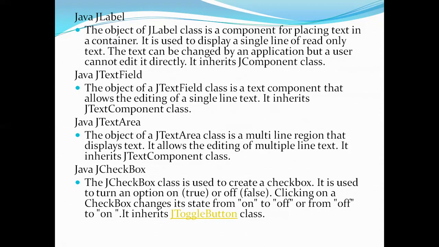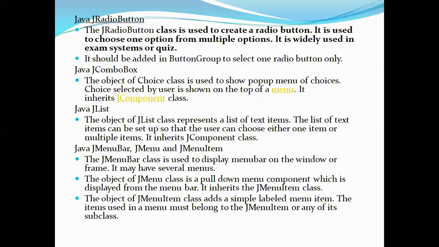Next is the Java JCheckBox. The JCheckBox class is used to create a checkbox, and it is used to turn an option on or off, or true or false. Clicking on a checkbox changes its state from on to off or from off to on. And JCheckBox inherits the JToggleButton class.